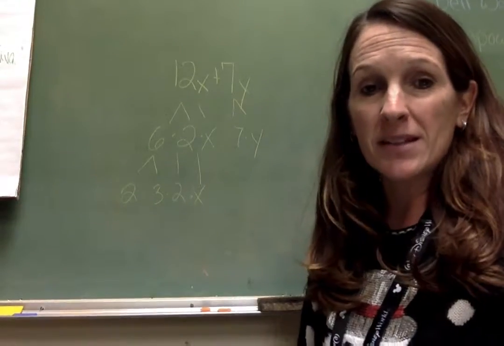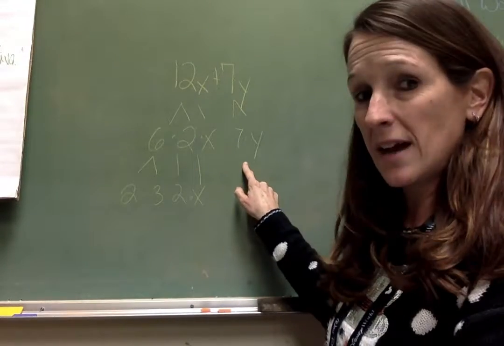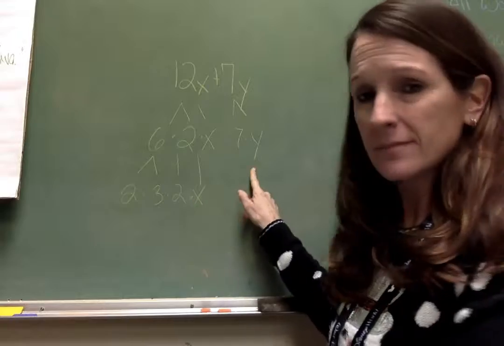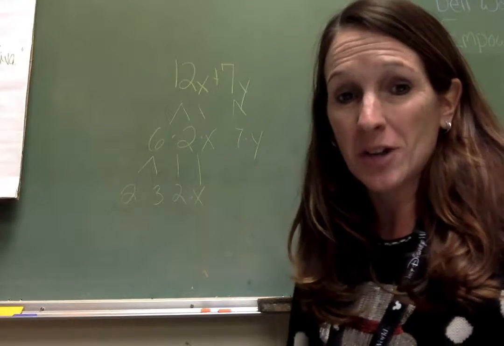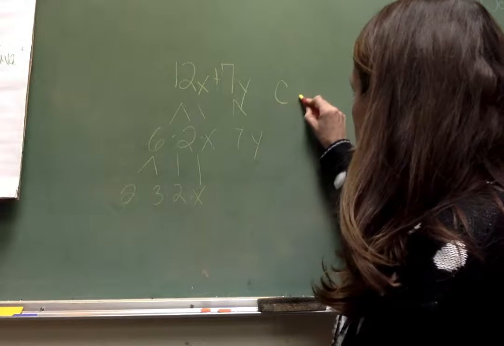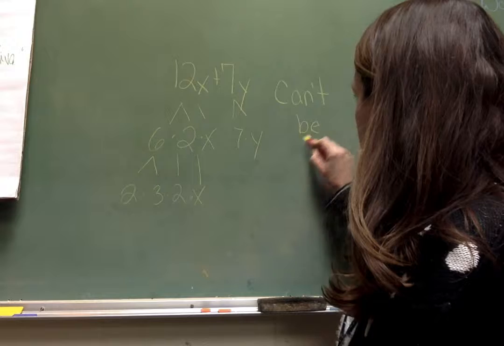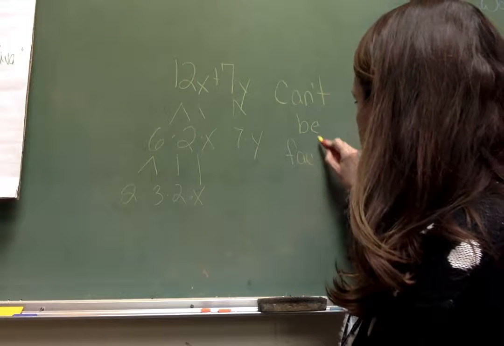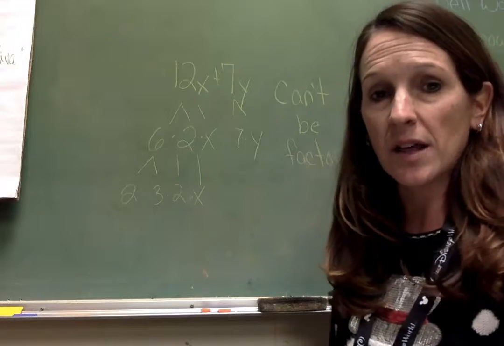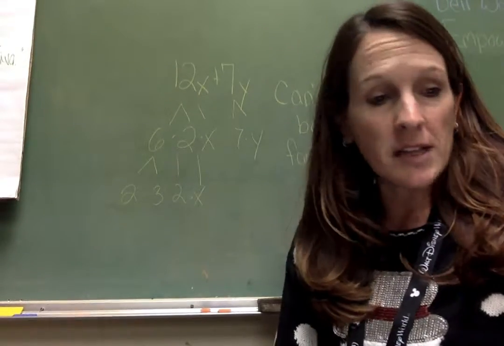The second step is to circle what they have in common. 2 is not in common. 3 is not in common. And the x is not in common. So I can't factor this. So my answer for this is can't be factored. Because there's nothing in common. Okay? Another example.